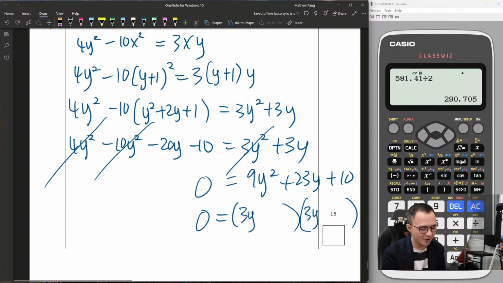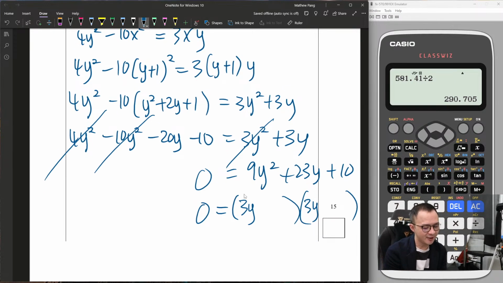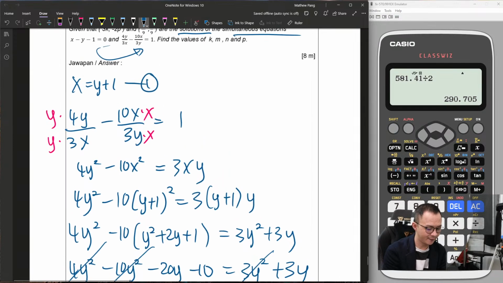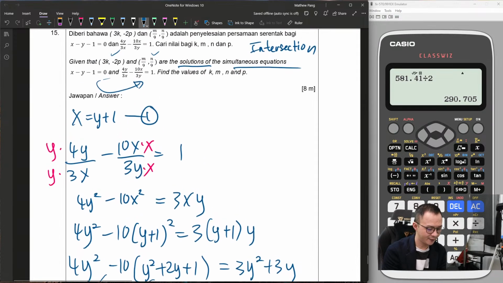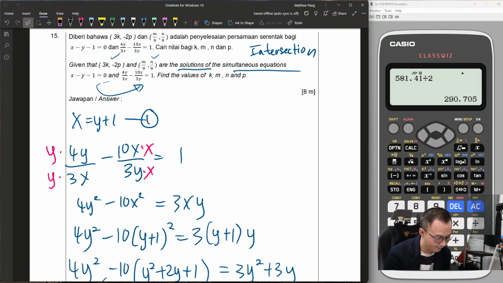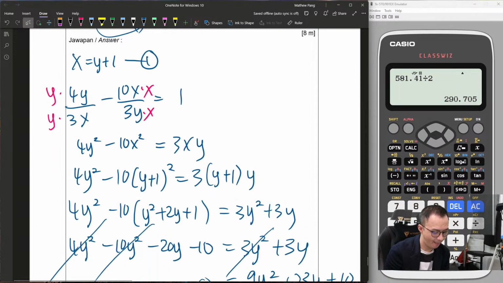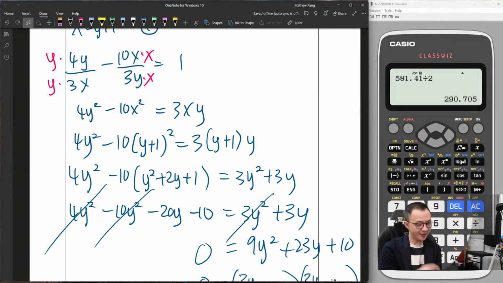Did I make any carry mistake? No, right? Minus 10. Minus 13. Minus 13 plus 4. Negative 20y. 3y. 3xy, right? 3xy. Yeah, I couldn't find my mistake. If anyone can find my mistake, do feel free to let me know. Sometimes I do make carry mistakes, but not often.